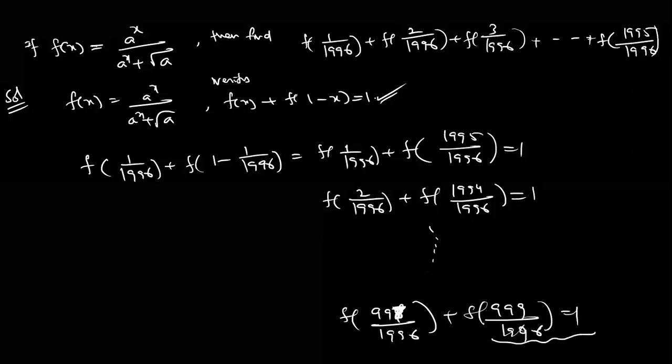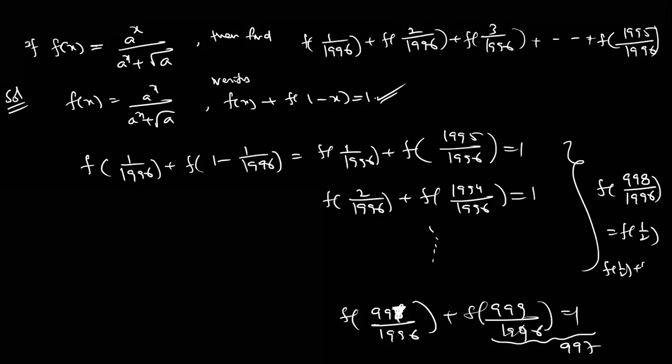So how many times is it repeated here? Anyone? 997. Adding now, we should add them. But one term is missing. What is that? The term from 998 by 1996, which is f of 1 by 2. f of 1 by 2 is how much? 1 by 2 plus 1 minus 1 by 2 is how much? 1. So this is repeated 2 times, f of 1 by 2 plus f of 1 by 2 is equal to 1. So f of 1 by 2 is how much? 1 by 2. So therefore, what is the answer finally? 997 plus 1 by 2 is the correct answer.